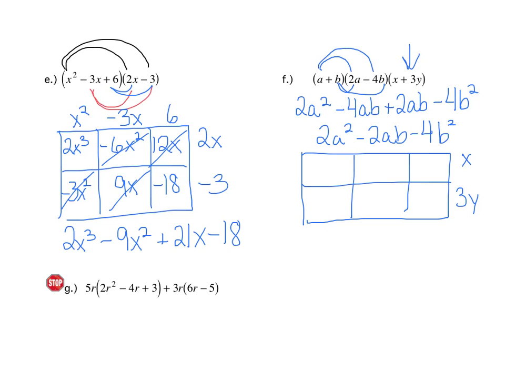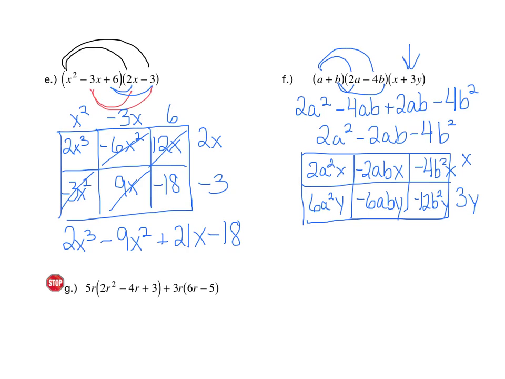And find the product. So the first one's going to be 2a squared x. The second one's going to be minus 2abx. Last one here is going to be minus 4b squared x. Second row, 6a squared y and negative 6aby. And then finally, negative 12b squared y.